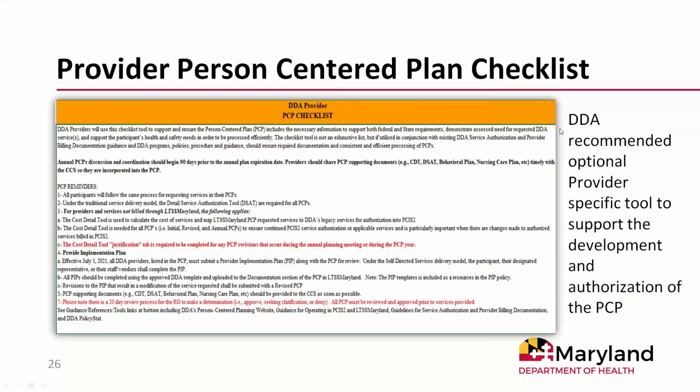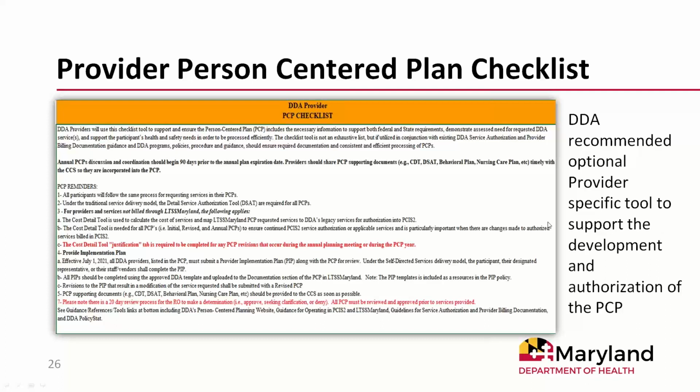So let's talk about the provider person-centered plan checklist. To further support the development of robust person-centered plans, the DDA has created a Coordinator of Community Services, or CCS, PCP checklist and a provider PCP checklist. The CCS checklist is a required tool. The provider checklist is an optional tool for providers.